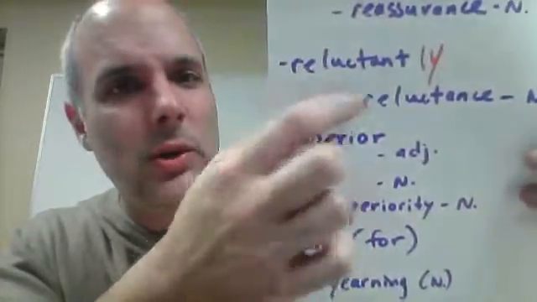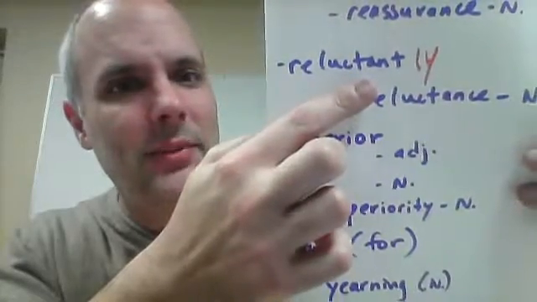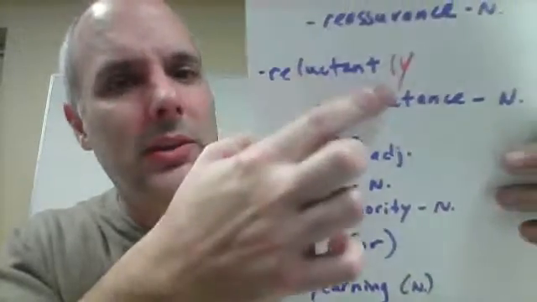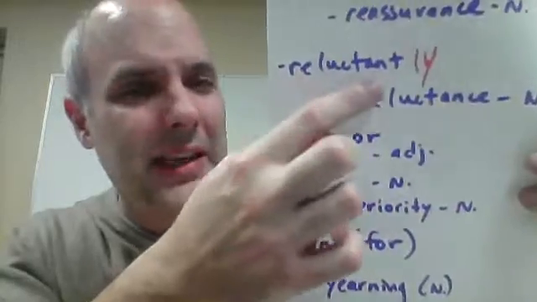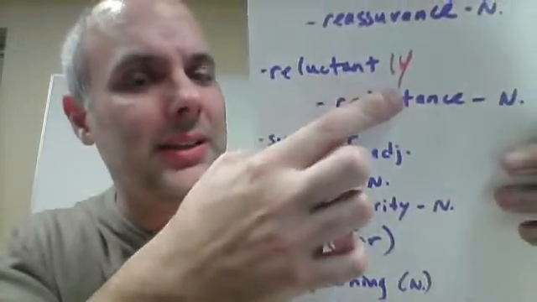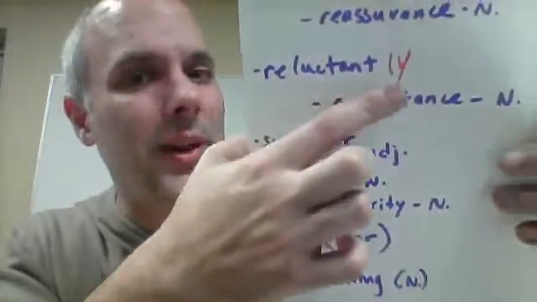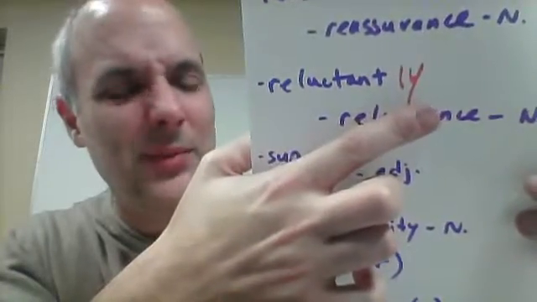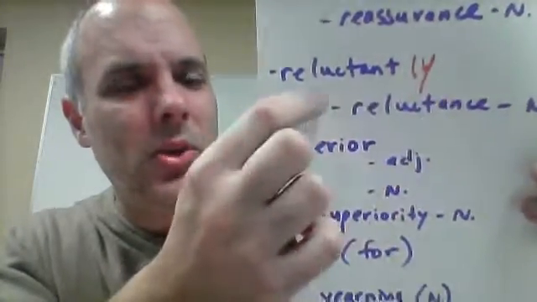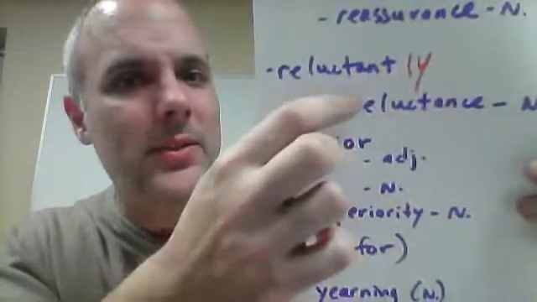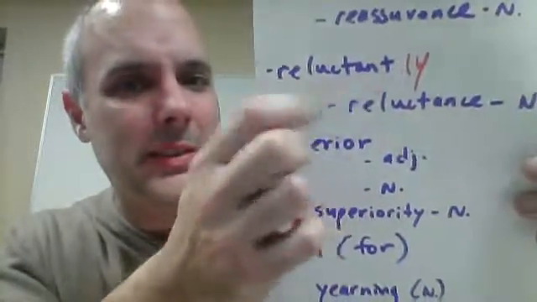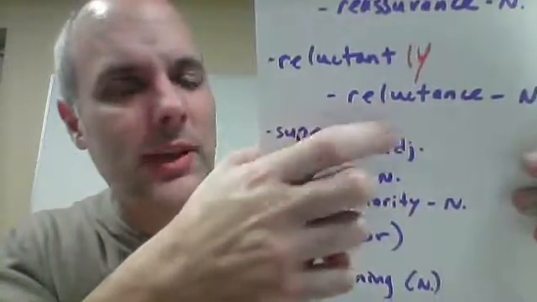Okay, so reluctant, adjective, very reluctant. Reluctantly, reluctantly did, reluctantly ate, reluctantly went to bed. My kids never want to go to bed, okay? So you make them go to bed, okay? So someone makes you and then you are reluctant. His reluctance, her reluctance, their reluctance, okay?